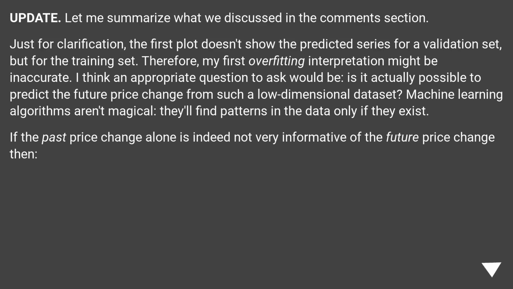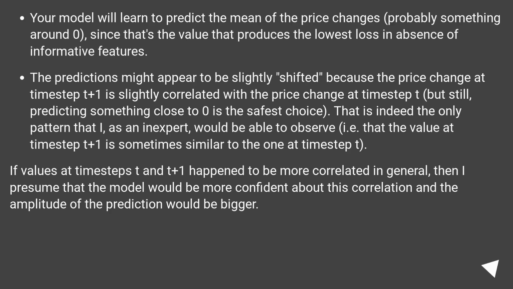If the past price change alone is indeed not very informative of the future price change, then your model will learn to predict the mean of the price changes, probably something around 0, since that's the value that produces the lowest loss in absence of informative features. The predictions might appear to be slightly shifted because the price change at time step t+1 is slightly correlated with the price change at time step t, but still, predicting something close to 0 is the safest choice.